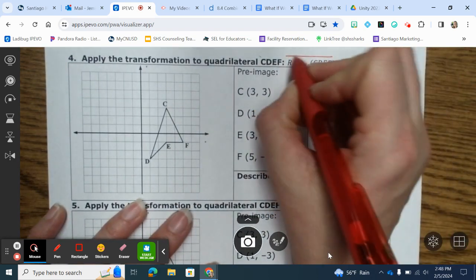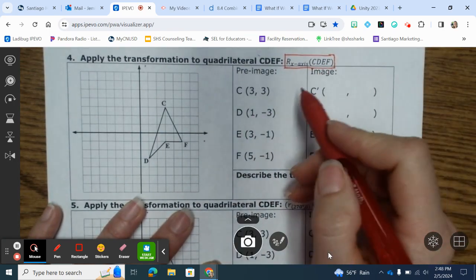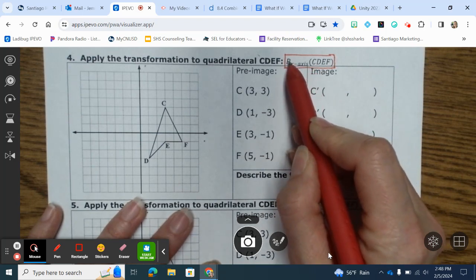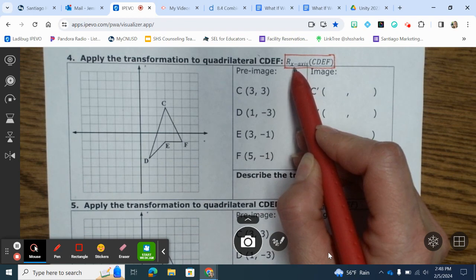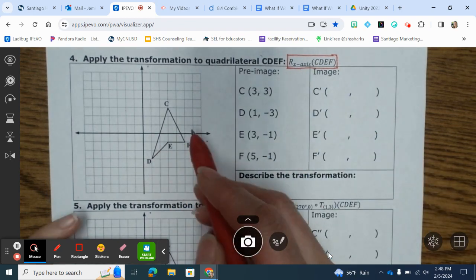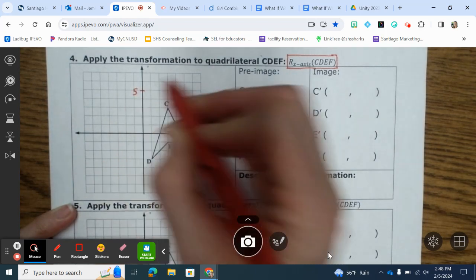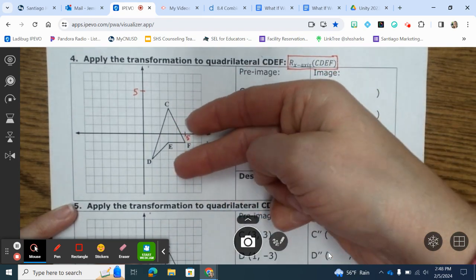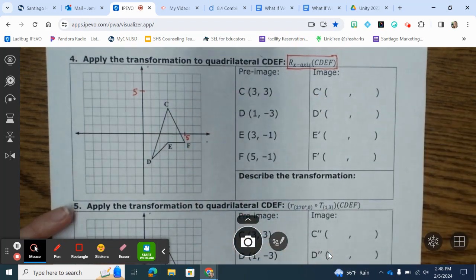Question number 4 is a reflection across the x-axis. I always reflect about a line and rotate about a point. So if you see the x-axis here and you can't remember, is capital R reflection or rotation? If I'm going across a line, it has to be a reflection. And this figure is going to kind of end up being on top of itself, because I'm going to reflect this across the x-axis, which means it's going to spin about this point. It's going to kind of land on top of itself.